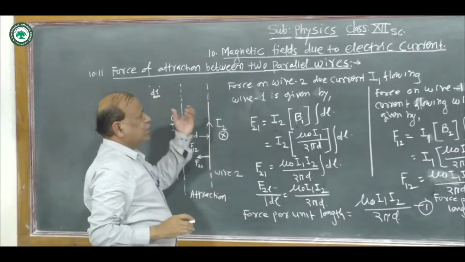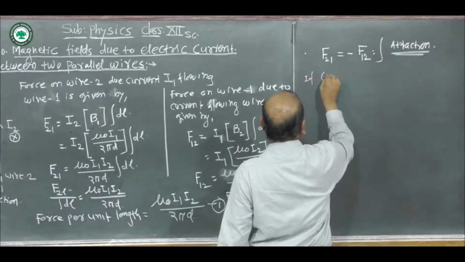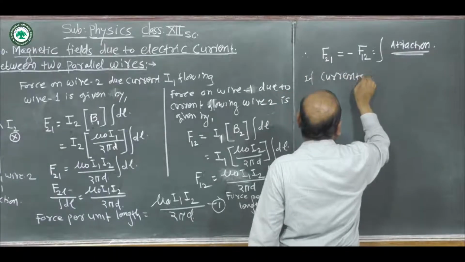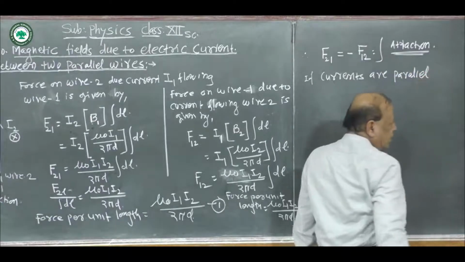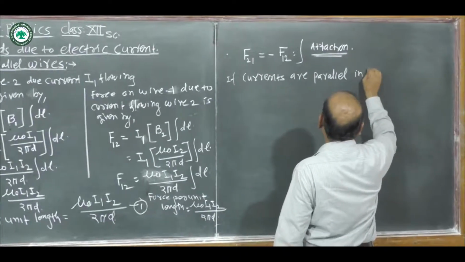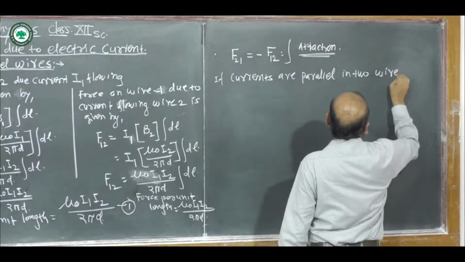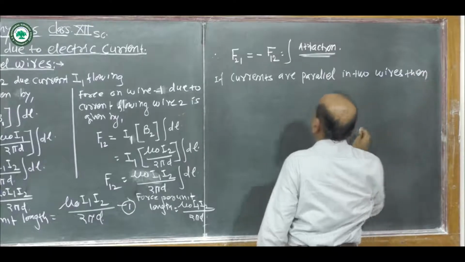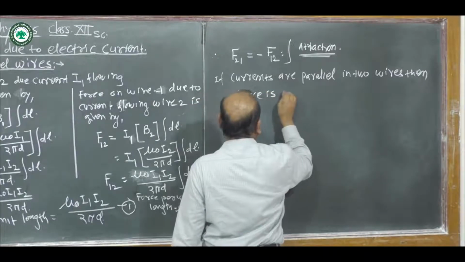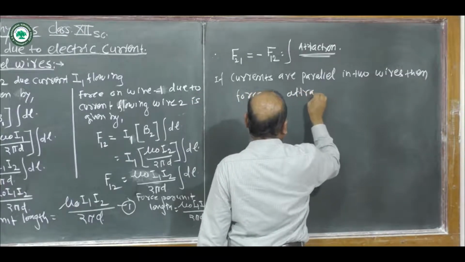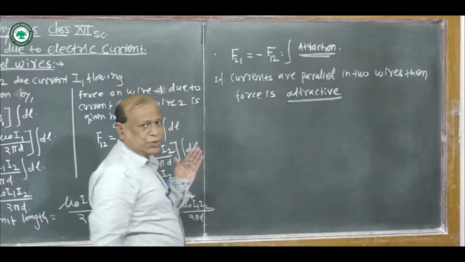This means when currents are parallel in two conducting wires, then the force is attractive. Then the force is attractive here.